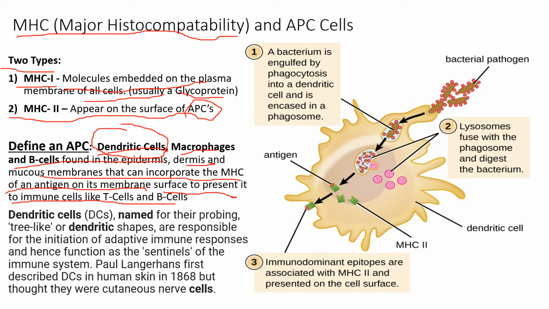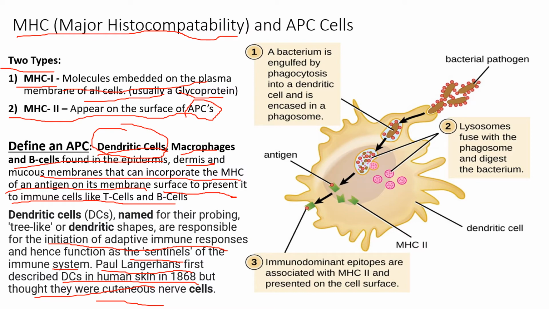And they're responsible for the initiation of the adaptive immune response, and hence function as the sentinels of the immune system. Dr. Paul Langerhans first described dendritic cells in human skin. Those are the Langerhans cells. He thought they were nerve cells at first because of the dendrites. But right underneath your skin you have these. So when something tries to get in, they're automatically going to engulf it. They're going to be a phagocyte.